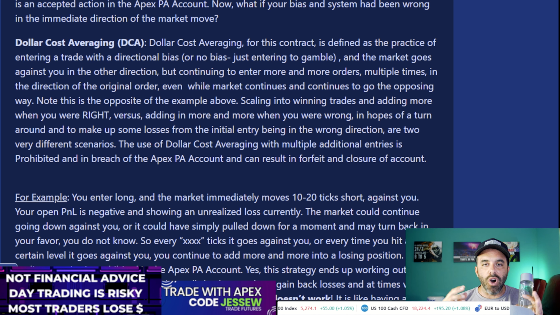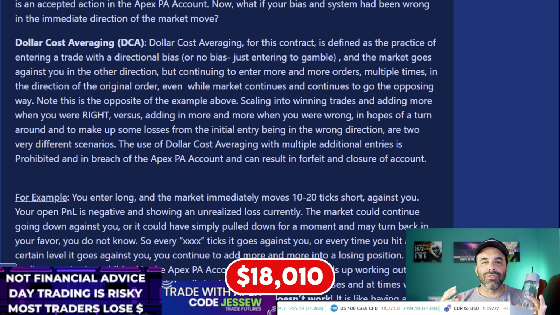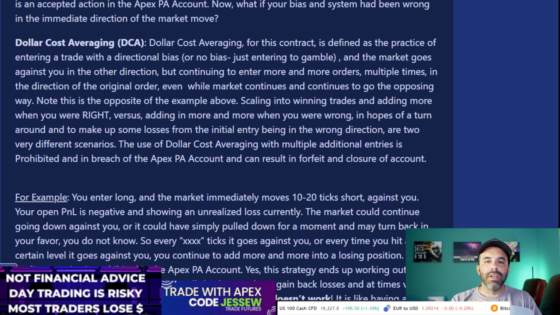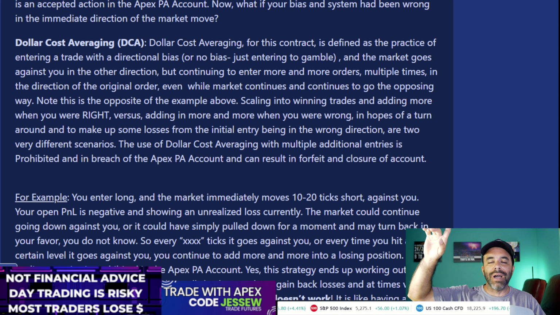Let's use, for example, you open up a long at 18,010, okay, on NQ. You open up that long there and the trade pulls all the way back to 18,000 and you add a position there. You open, right, another position, you add to your position. You add there another long at 18,000 and it pulls all the way back down to 17,990 and you add again and it pulls all the way back down to 17,950 and you add again. That is dollar cost averaging. You're averaging your position downward, hoping and praying that you get a bounce back.